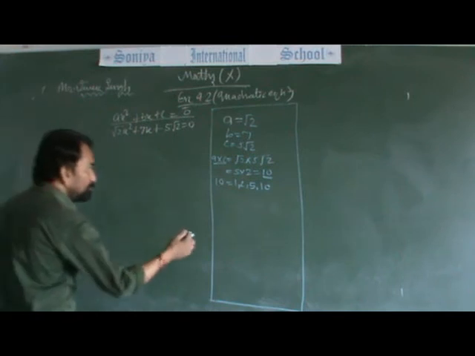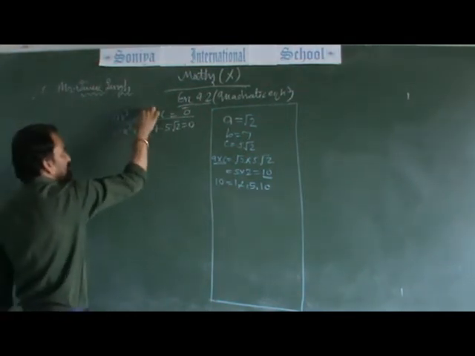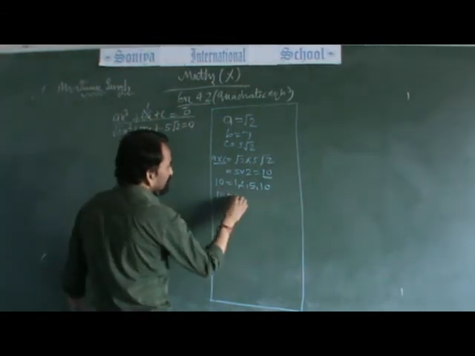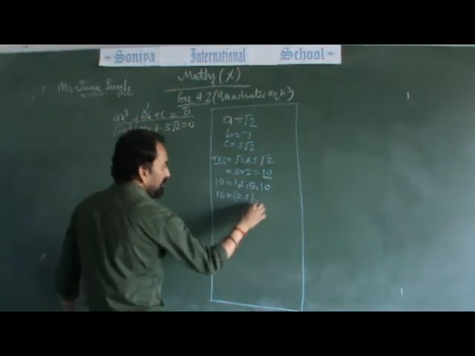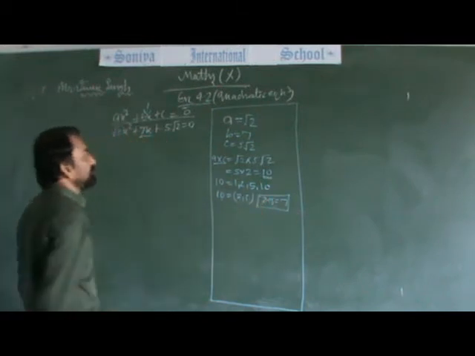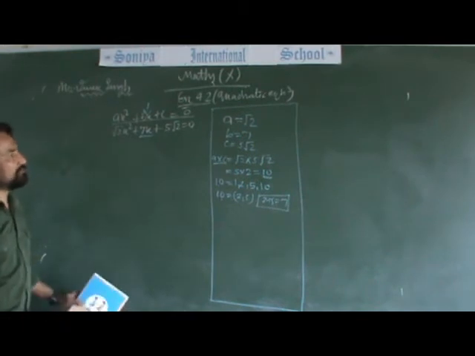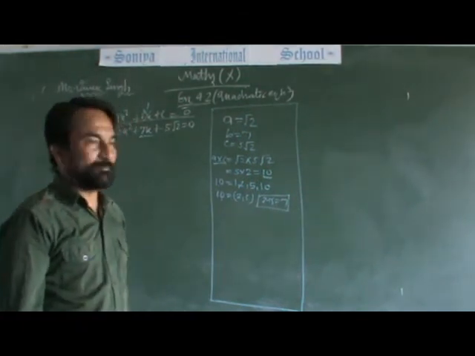Now we have to pick 2 of them such that their addition is equal to b. So 10 equals 2 into 5, and 2 plus 5 is equal to 7. This is the method of splitting the middle term, and that process is known as factorization of a quadratic polynomial by splitting the middle term.